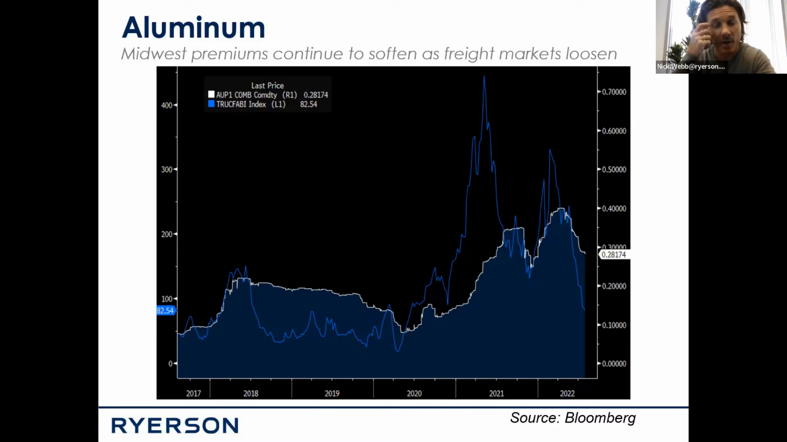So this is the truckstop.com flatbed truck rate. And you can see that the correlation is not perfect, but there is a general relationship between trucking markets, logistical networks, and Midwest premiums. And you can see where trucking markets are ultimately going, which is they're loosening up. The bottlenecks that we're seeing within the flatbed trucking industry appear to be normalizing in a fairly quick fashion. And assuming this relationship holds up, we should continue to see Midwest premiums creep lower. So a little bit of good news to potentially offset a little bit of that price support that we might see on the LME.